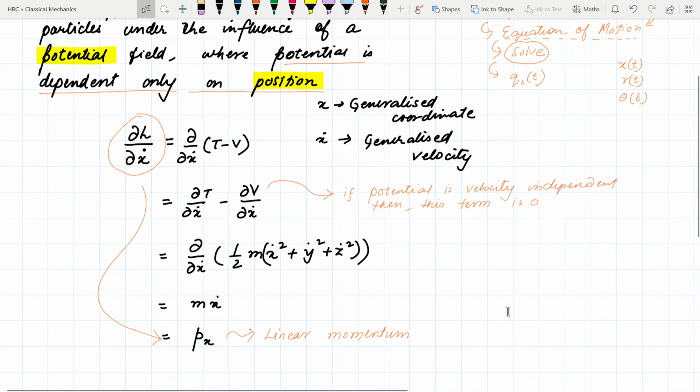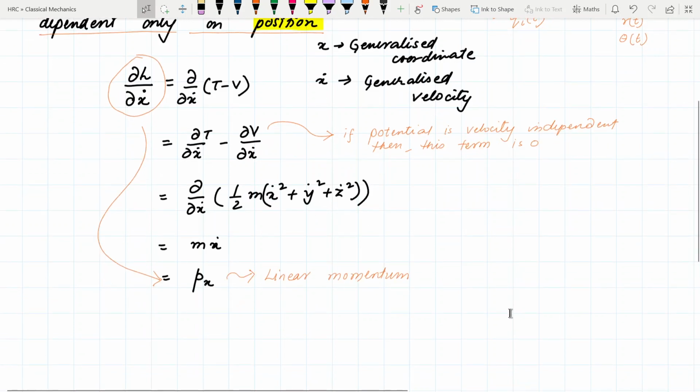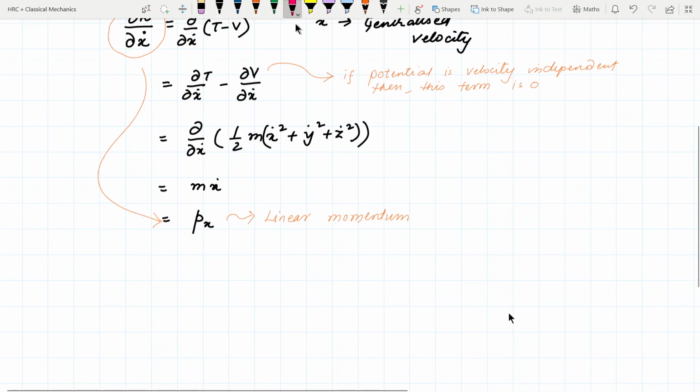Now it is not necessary that this will always happen. Forces may not necessarily be velocity independent. They may be dependent on velocity. In those cases, you may not necessarily show it in this manner. But what I'm saying is that you can define a generalized momentum in this particular manner, also known as canonical momentum or conjugate momentum. Just as we defined generalized velocity and generalized coordinates, I can define a generalized momentum.